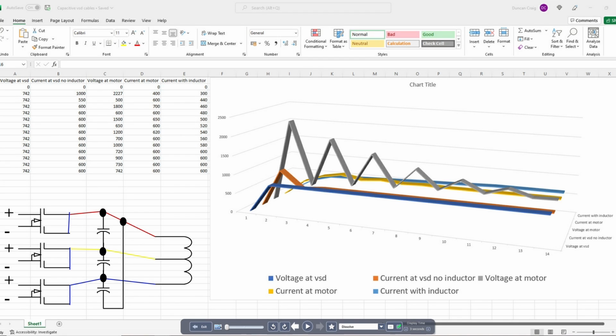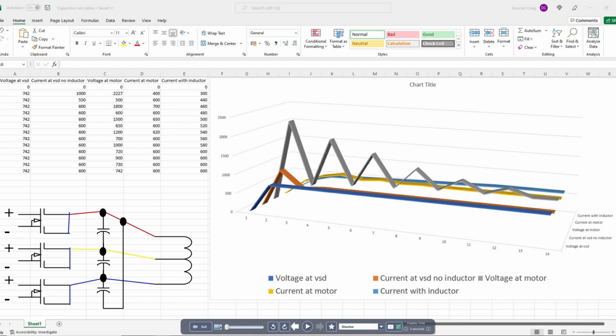Today we are going to talk about VSDs, the length of the cable between the VSD and the motor, the effects of the capacitance of the cable on the VSD and the motor, and what can be done to mitigate the consequences of having a long cable between the VSD and the motor.